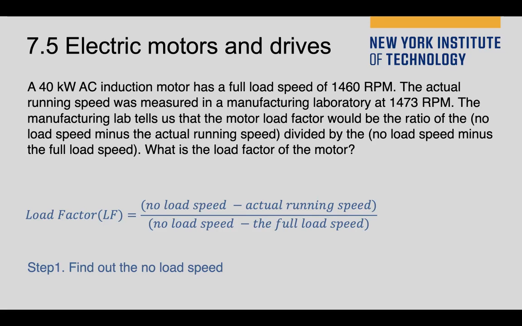So the manufacturing lab tells us that motor load factor will be the ratio of the no load speed minus the actual running speed, divided by the no load speed minus the full load speed. That is the equation. So I try to simplify this sentence into this equation. Now, what we have already got is the full load speed. Actual running speed, that is by the measurement, 1,473. We have already got it.